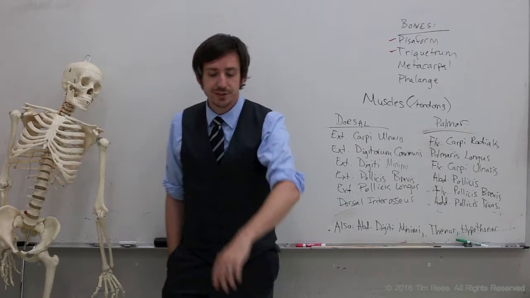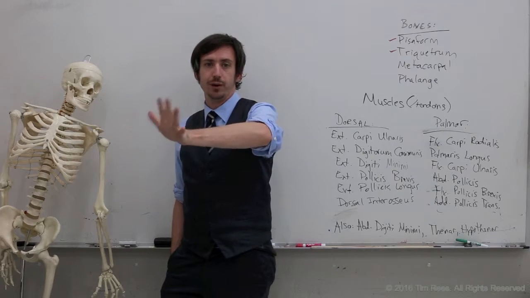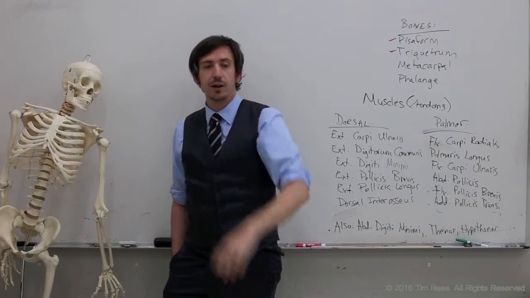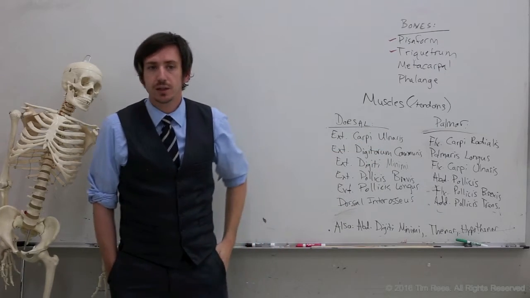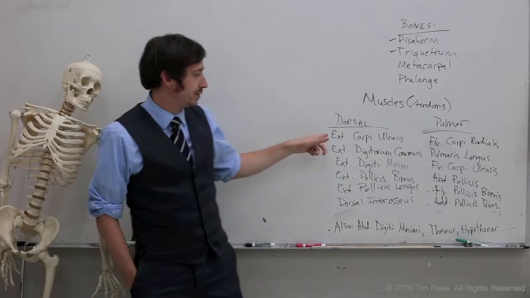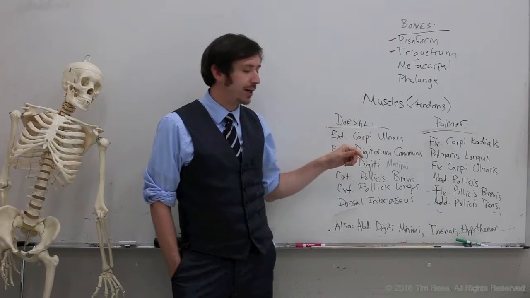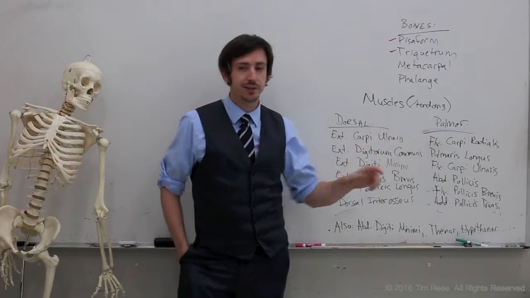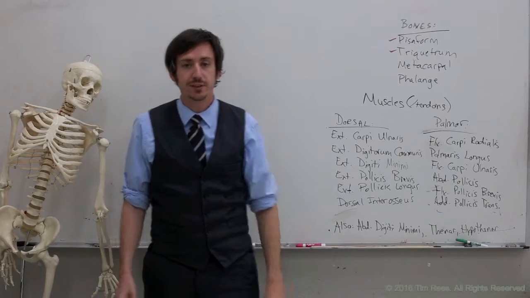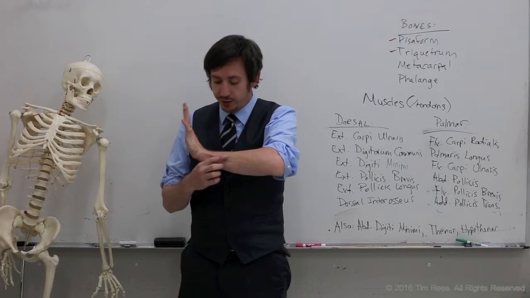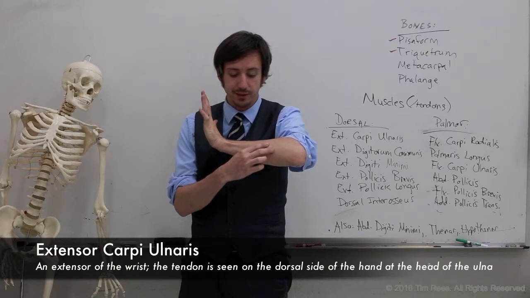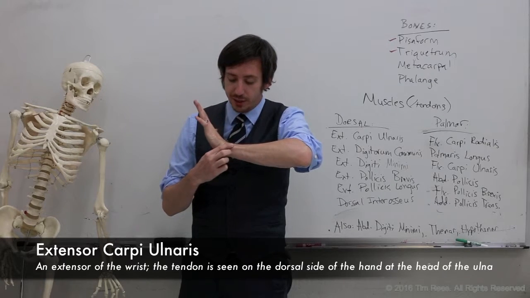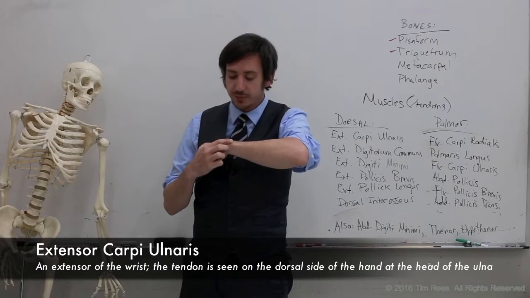So again, extensor carpi ulnaris. Extensor means the wrist is extended in some way, so up or up and to the side in this case. Ulnaris indicates which side of the wrist we're talking about. So extensor means it's the dorsal side, carpi, it's the wrist, ulnaris is indicating it's on the ulna side of the wrist.